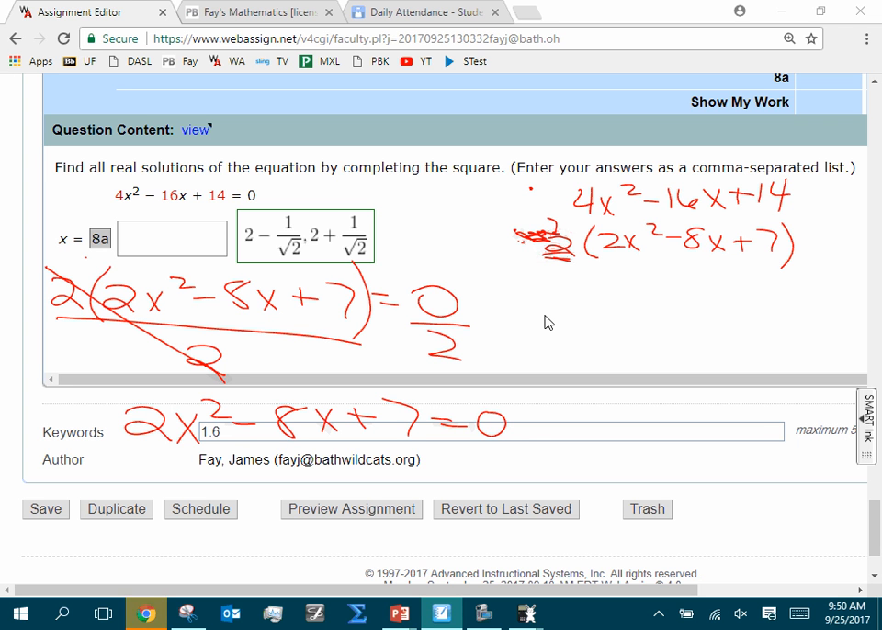All right. Then with that 2x squared minus 8x plus 7, I'd use my quadratic formula. The reason I took the 2 out is because it's going to make my numbers half as big as they were when I'm inside my quadratic formula.